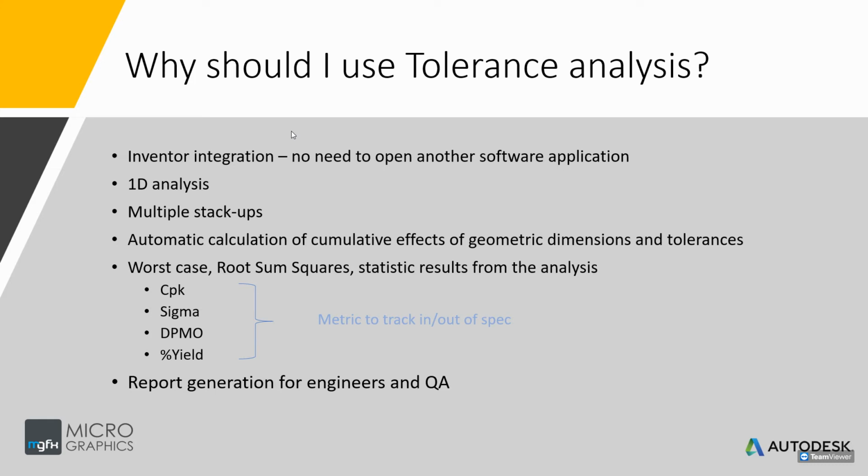Okay, it will do automatic calculation of cumulative effects of geometric dimensions and tolerances. So basically, it would use a whole bunch of scenarios to calculate the effects of those dimensional variations, and it will basically give you a count of, okay, for example, if you make 100, you have a chance of having maybe 30% of them that are not going to be within spec and unusable, basically. Okay, the types of analysis you'll be able to get out will be CPK, sigma, DPMO, and percentage yield. So those are just some of the metrics that you can use to track in and out of spec percentages.